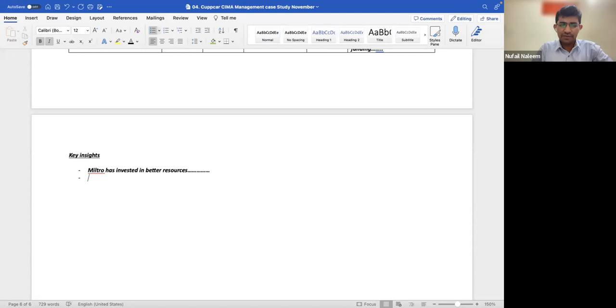The second one, if I'm not mistaken, is the company has a good borrowing capacity. Both the companies have a good borrowing capacity. That is very clear for both parties. And then working capital is effectively managed well. So these are the main findings, if I'm not mistaken.